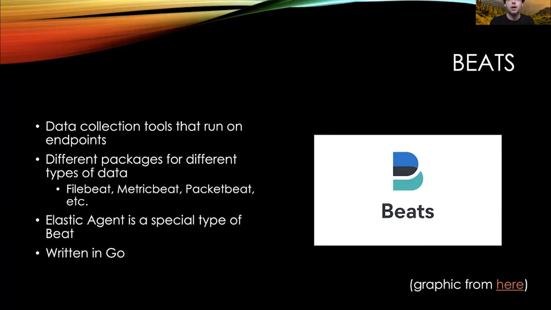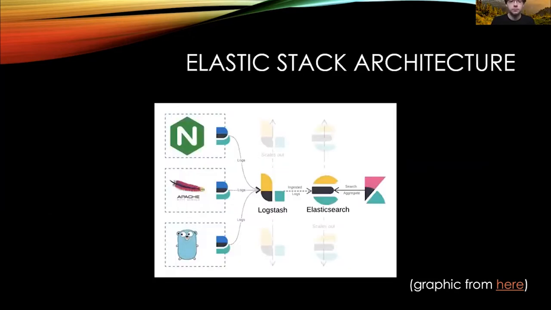Next, we have Packetbeat. Packetbeat is used to monitor the network traffic on a system. If you've used Zeek or Suricata before, it provides some similar function to that. And then there are many other ones, especially like Winlogbeat, which is used for monitoring Windows events. And then the Elastic Agent, which is what the primary focus for this talk is, a special type of beat. We'll talk more about Elastic Agent later. And then these are all written in Golang.